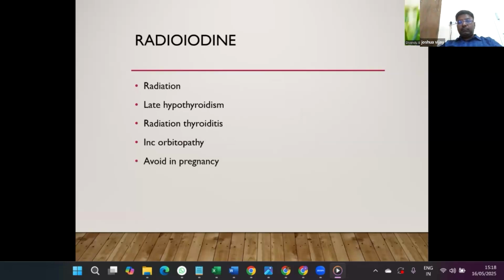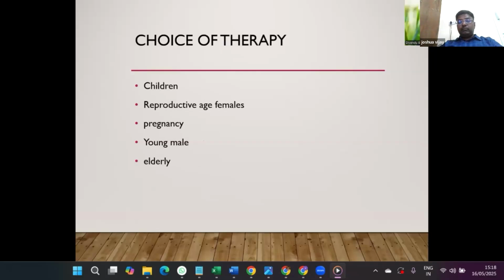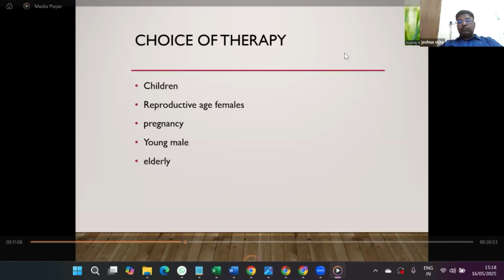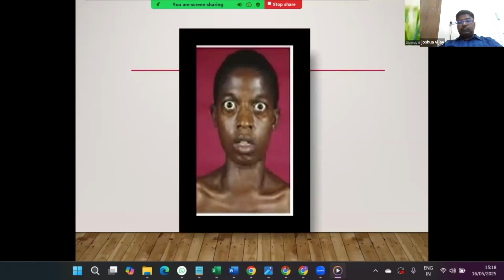Radioiodine is the treatment of choice for those who have toxic adenomas. The effect is that it causes radiation. In the late scenario, it can cause late hypothyroidism. It can cause radiation thyroiditis. It increases the chances of orbitopathy. So it is not a treatment of choice in those Graves patients who have ocular involvement. It is to be avoided in pregnancy. So choice of therapy depends upon the age of the patient, the pregnancy status, and the reproductive age group. We take into account all these things when we prescribe the treatment of choice.